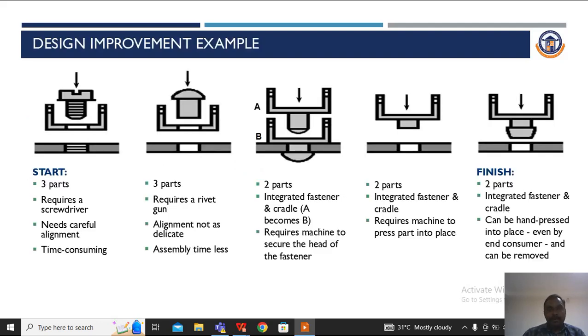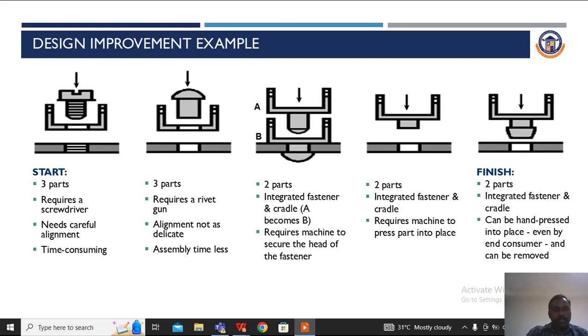Next, a design improvement example. If you take this example, here is a flat plate, and this is a cup shaped product, and this will be a fastener. The ultimate aim is to fix this cup shape to the flat plate. For this there are n number of possibilities in this function.